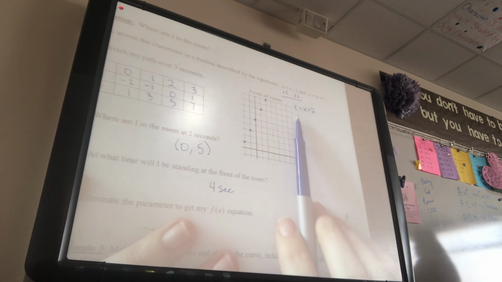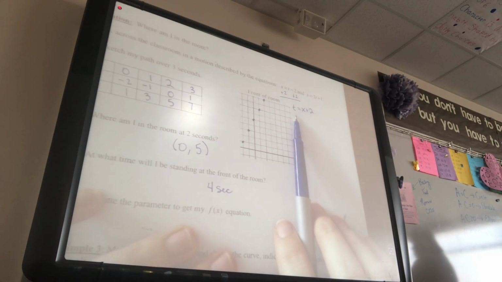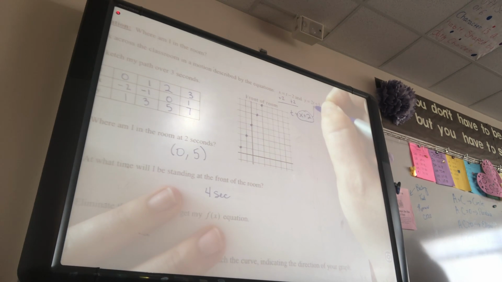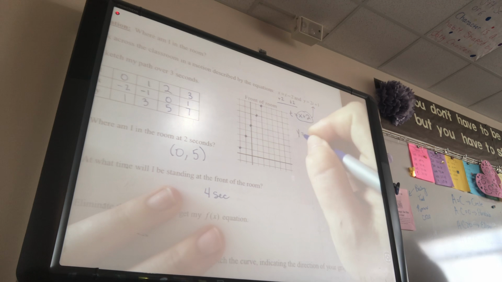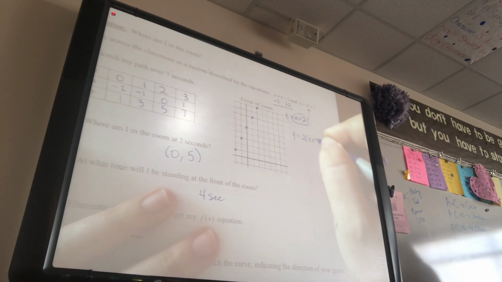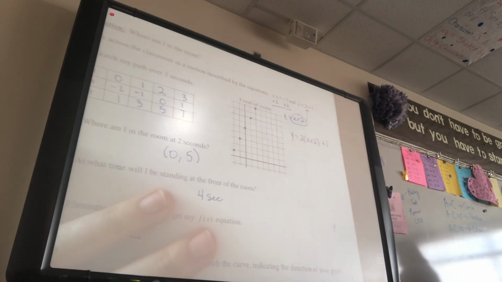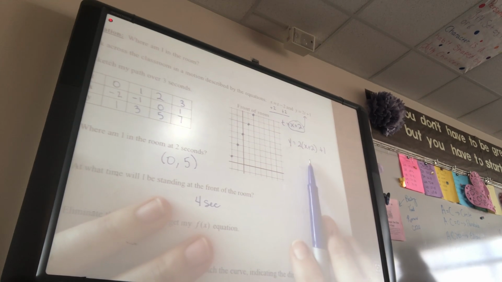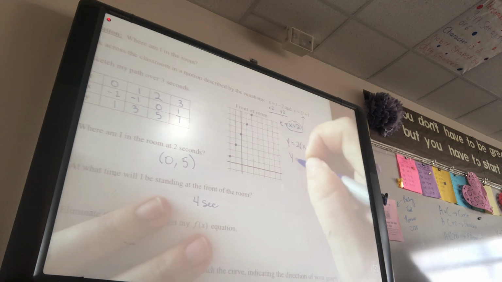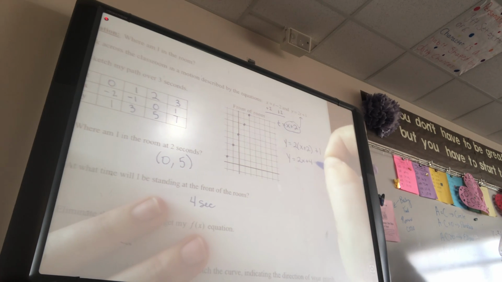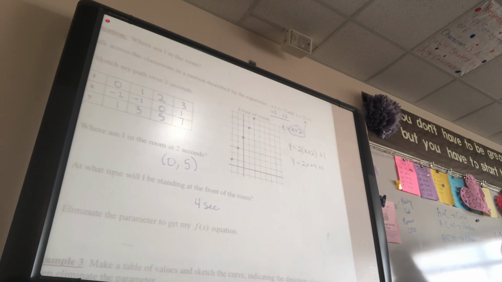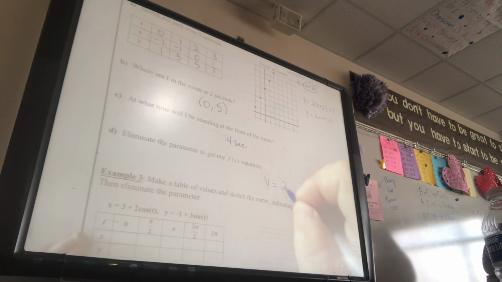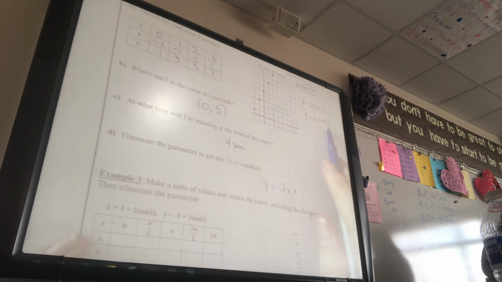Then once I have that solved for t, what do I do there? Plug it into the y equation. So this right here substitutes in for this t. So I have y is equal to 2t plus 1. Then I simplify. So what would I do next? Distribute. So y is equal to 2x plus 4 plus 1. So my final equation, without the parameter t, is y equals 2x plus 5.